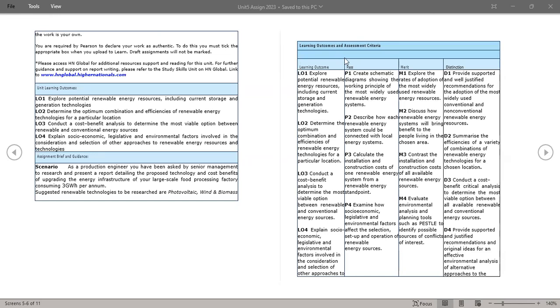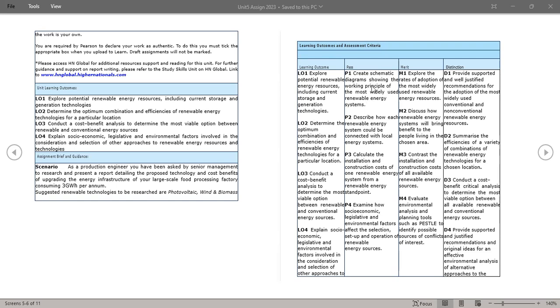So how are we going to kick off this assignment in terms of providing a professional written report? What you're going to do is tackle the P1 criteria first. P1 says create diagrams showing the working principle of most widely used renewable systems. My guidance would be to evidence the working principle of solar panels as in PV, photovoltaic cells, wind turbine, and biomass. And then by choosing those three systems, you can then compare and contrast.